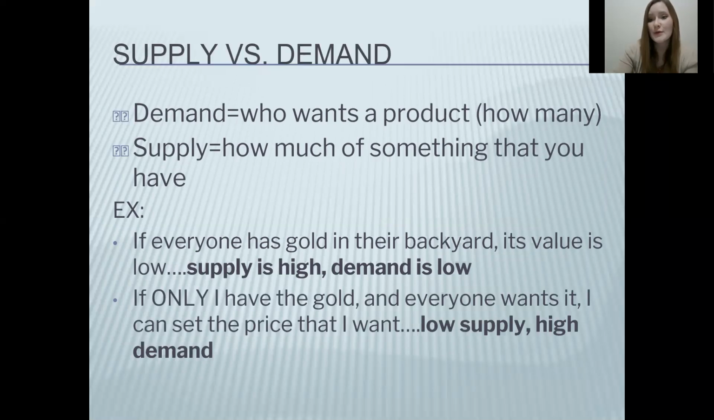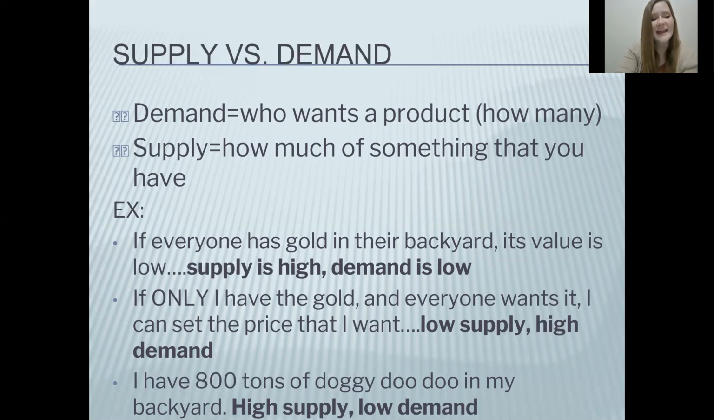But if I'm the only one who has the gold and everybody wants gold, then I can charge you whatever I want for it. That would make a low supply and high demand. But if I have 800 tons of dog poop in my backyard, there's going to be high supply and a low demand. It doesn't matter how much I have, even if none of you have dog poop, nobody's going to want mine. So the supply and demand have to work together to come up with what the price is going to be.